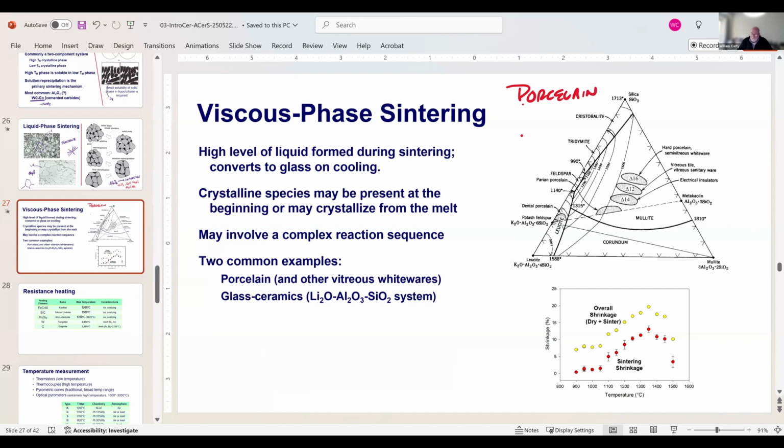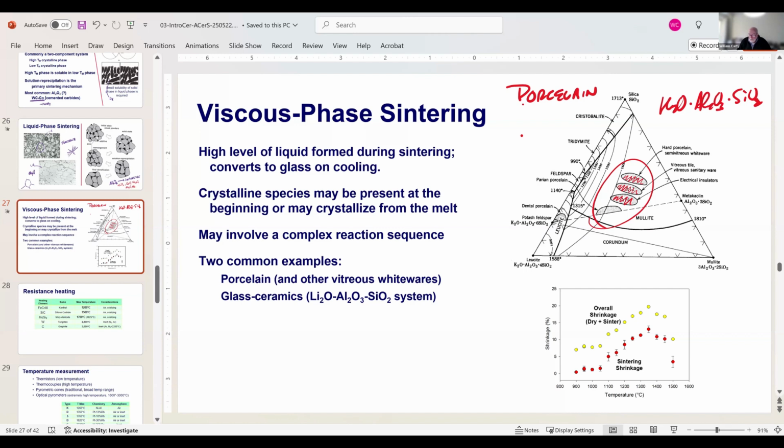A mixture of quartz, feldspar, and clay. These are industrial porcelain compositions in the middle. This is a portion of the potassium, alumina, silica phase diagram. Okay. And here are my compositions. This is electrical insulators here. This is sanitary ware. And here is dinnerware, essentially hotel china, hard porcelain.